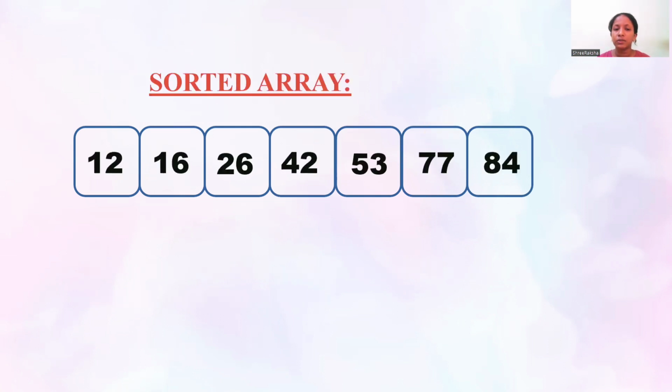So the sorted array will be 12, 16, 26, 42, 53, 77 and 84. This is the unsorted array of size n, that is 7.